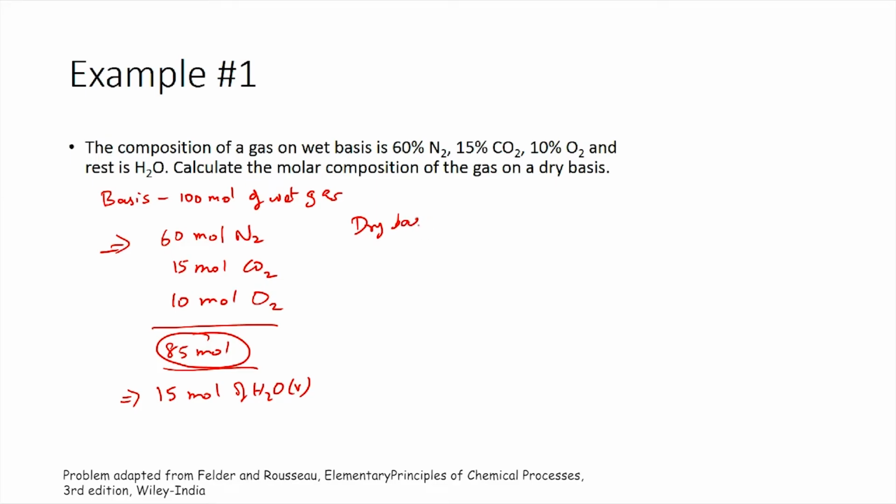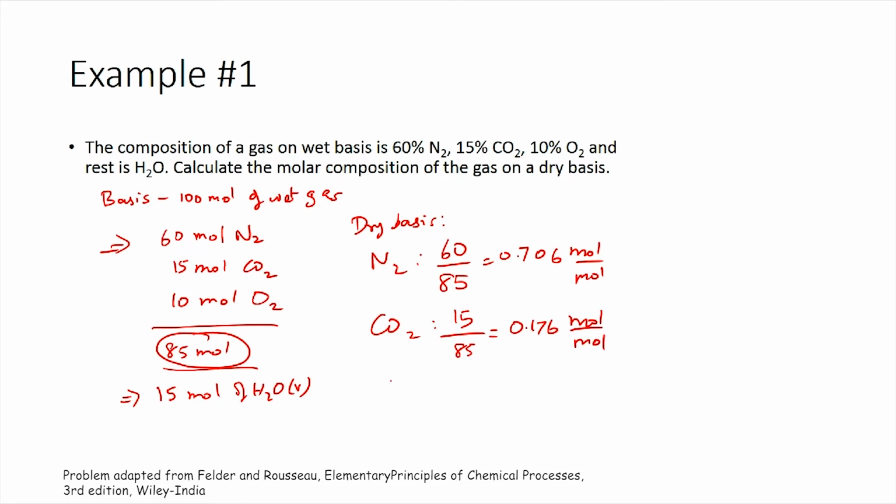compositions as, for nitrogen it would be 60 divided by 85, which is 0.706 moles per mole, and you have carbon dioxide as 15 divided by 85, which is equal to 0.176 moles per mole, and oxygen would be 10 by 85, giving you 0.118 moles per mole. So, the values you have calculated here would be the dry basis, because you have ignored the number of moles of water vapor which is present in the gas to perform calculations for the composition.